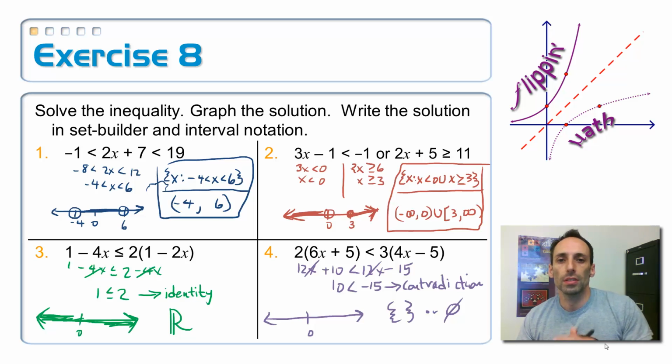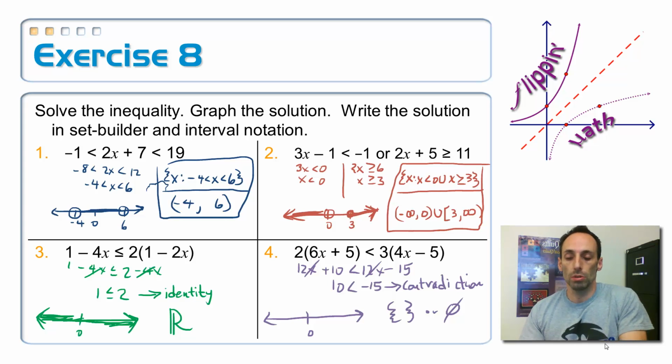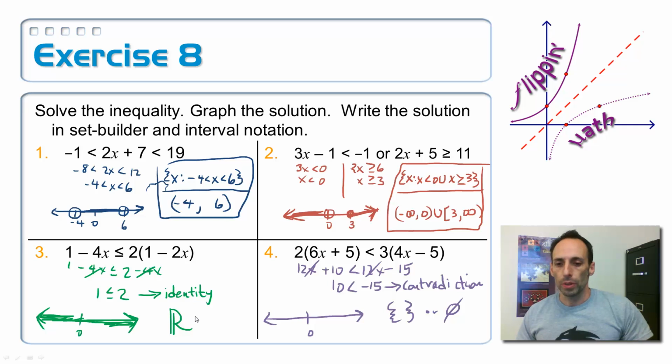What that means is it doesn't matter what you stick in for x, the number 1 will always be less than or equal to 2. So that means your answer is all real numbers. So that's what you'd write. You could just write the blackboard R. You could write from negative infinity to positive infinity, something like that. And then when I graph it, it's the whole entire number line colored in.